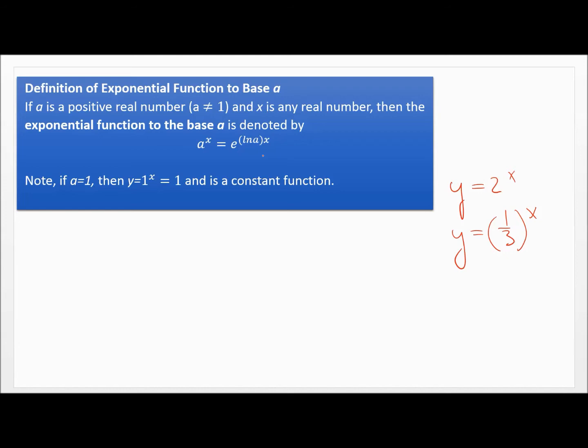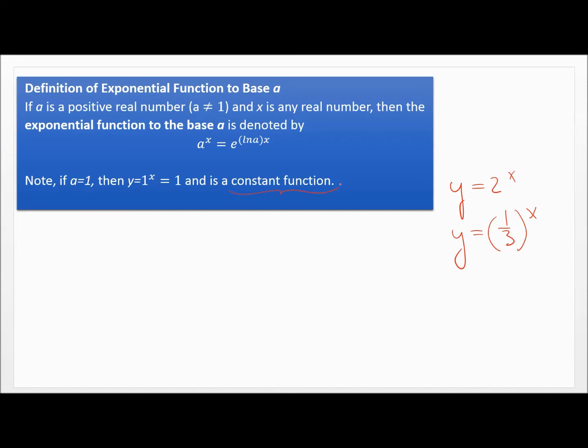It says, note if a is equal to 1, then you would have 1 to the x, right? And 1 to the x is actually not an exponential function at all, because it's 1 times 1 times 1 times 1, which is just 1. So that would be called a constant function instead. So that's why we just assume a is not equal to 1, because that's not an exponential function.